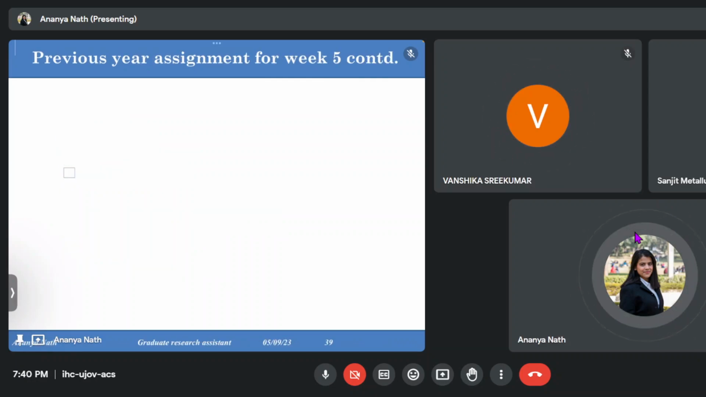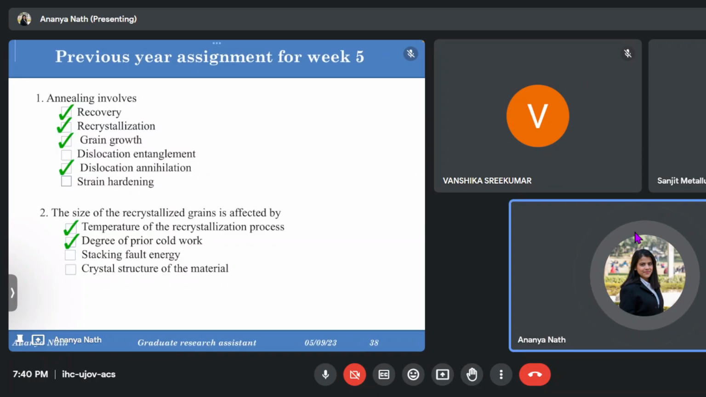It's the degree of prior cold work and the temperature of the recrystallization process. Stacking fault energy you cannot say, because at some time you need more stacking fault energy, at some time you need lesser stacking fault energy. And for more stacking fault energy, the recovery will take place. For low stacking fault, the DDRX, for high stacking fault, the CDRX.